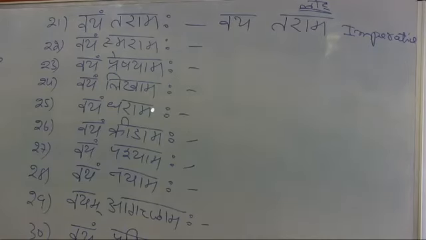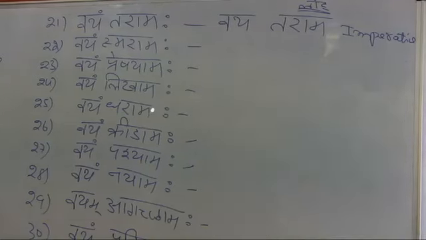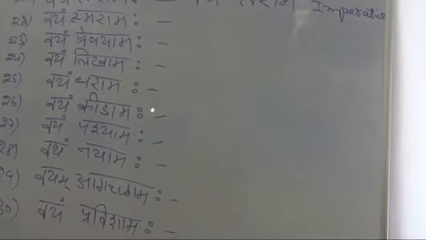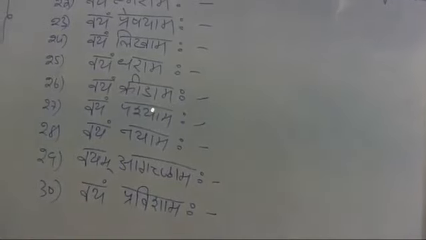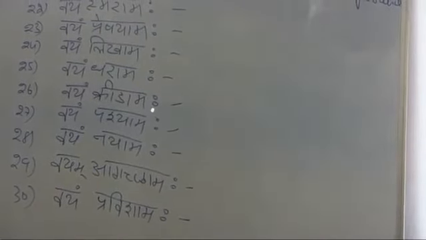26th, Vayam kridamaha, we play, we are playing. 27th, Vayam pashyamaha, we watch, we see, we are seeing. 28th, Vayam nayamaha, we are taking. 29th, Vayam agacchamaha, we are coming, we come. 30th, Vayam pravishamaha, we enter, we are entering. Now these have to be converted as already given.